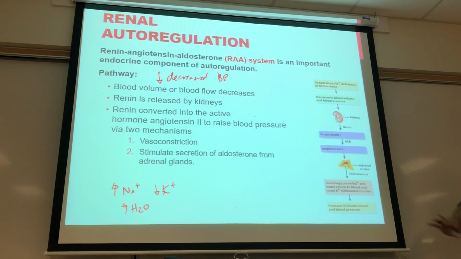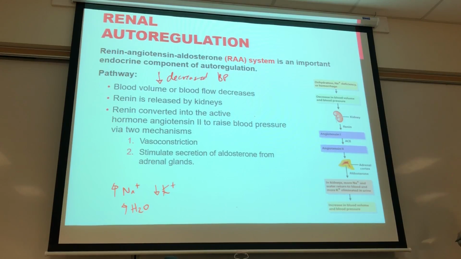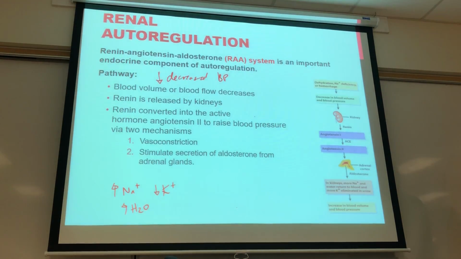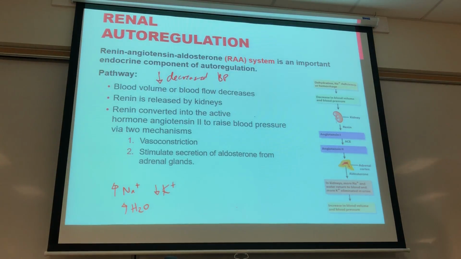So again, we can just kind of briefly go over this because I know you guys have already seen this before. But the decrease in blood pressure results in renin release by the kidneys. And renin release is that enzyme that is going to convert angiotensin 1 into angiotensin 2.